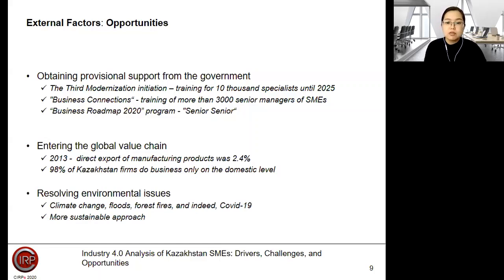And last but not least, of course, is resolving environmental issues such as climate change, floods, forest fires, and COVID-19. These are just some examples that have shaken the world recently and changed our perception about fossil resources and their harsh usage. So Industry 4.0 at this point can help to optimize the usage of resources, decrease waste, and lead to a more sustainable approach.